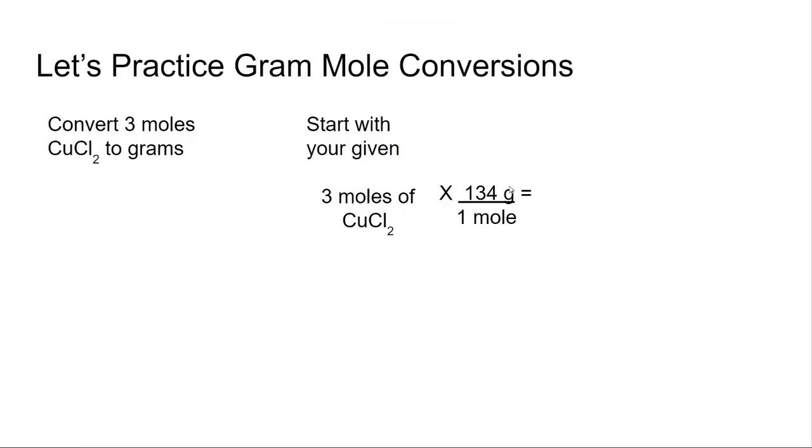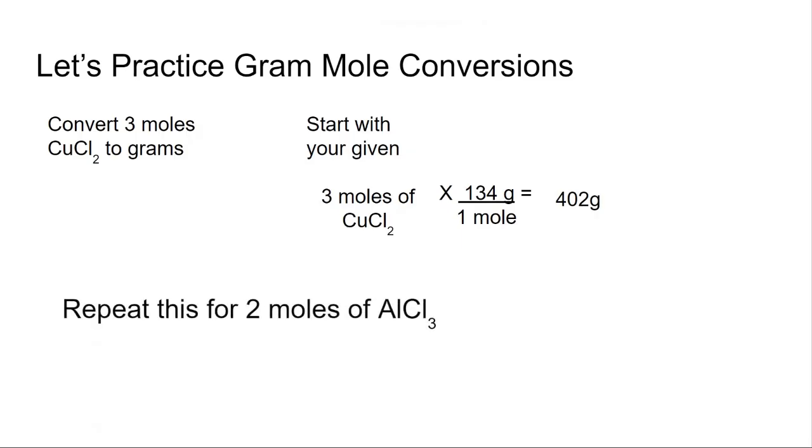Again, I'm going to put my conversion factor so that moles are in the bottom because in this type of problem, I'm trying to get moles to go away and solve for mass. If I were going the other way, from grams to moles, I would flip my conversion factor to make sure I'm solving for the right units. Then I do the math. That's 3 times 134 divided by 1. It's 402 grams. So do this again for 2 moles of aluminum chloride.